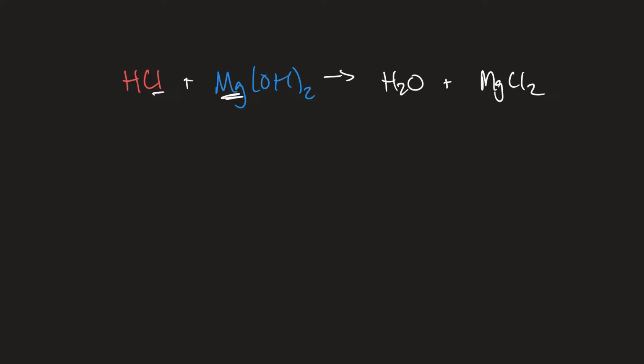Once you balance this correctly, this will be a good reaction here. So this will be the reaction when it's balanced correctly. This is just another example of an acid reacting with a metal hydroxide.